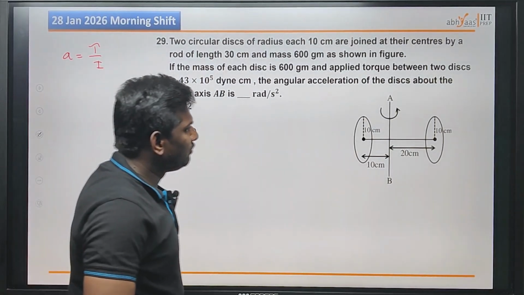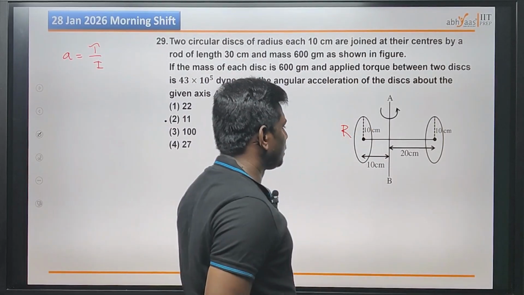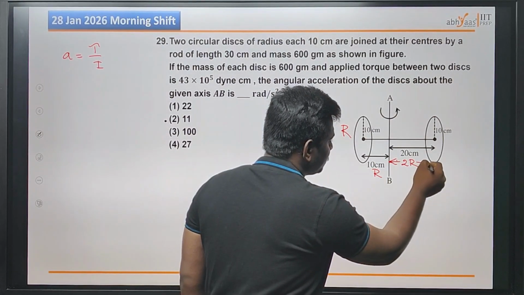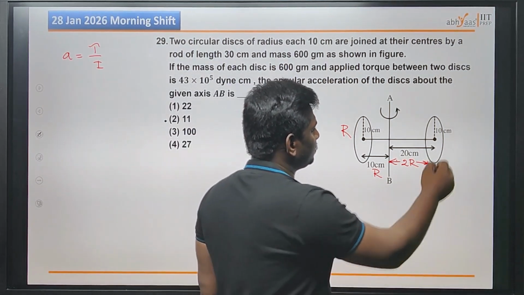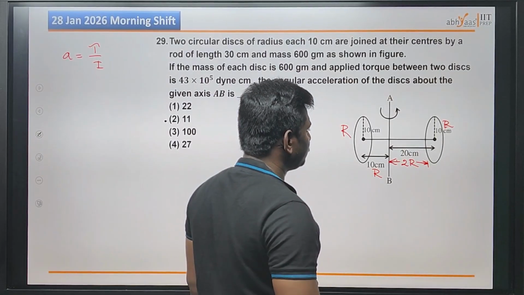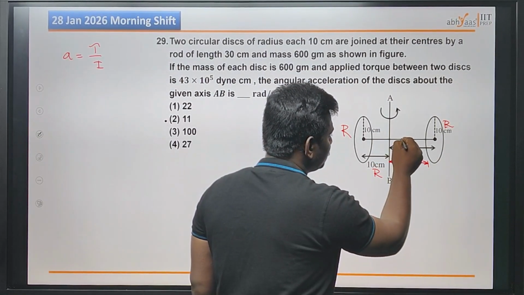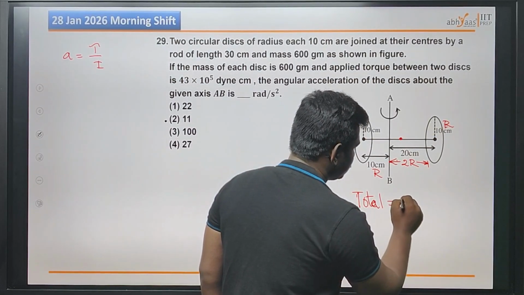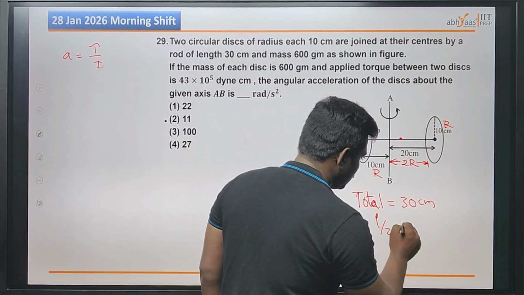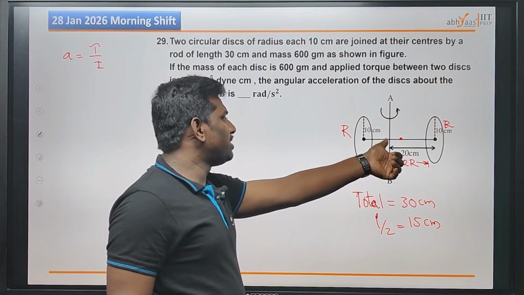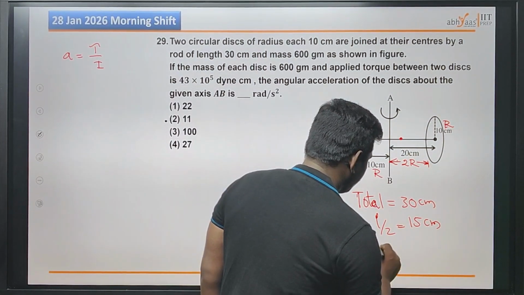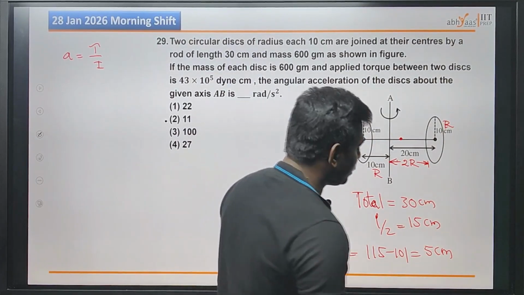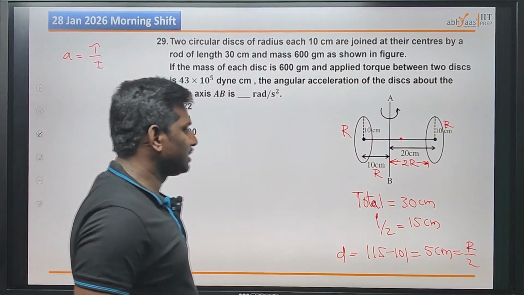Moment of inertia. If you assume this 10 is r, this 10 is r, then this is also r, 10r, this is 2r, in terms of r, this is also r. One more is there, if you find the distance, total length of the wire, total length is 30 centimeters. What is the L by 2? L by 2 is nothing but 15 centimeters. What is the midpoint for this 10? So it can be 15 minus 10, you will get 5 centimeters. This is our D. D can be written as R by 2.